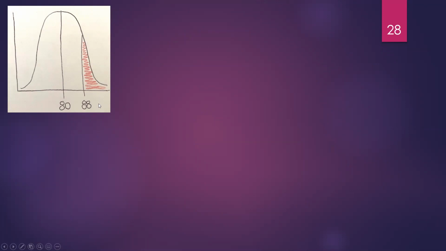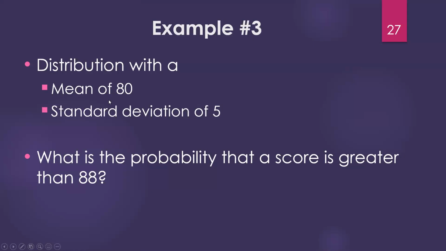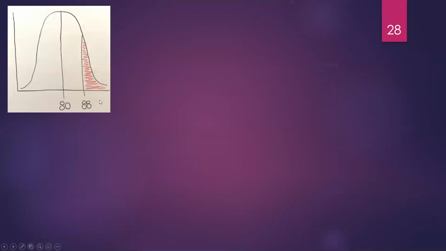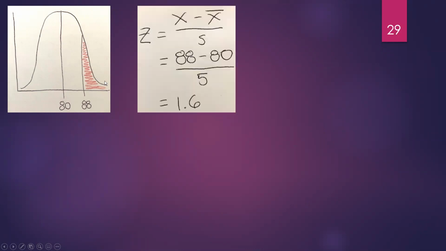So we draw our normal curve, we put our mean in the middle. Here as part of the problem, we know that our mean is 80, and the score we're trying to find is 88. 88 is greater than 80, so we know it goes on this side of the curve, and we're trying to find the probability that any value is greater than 88. So we're shading in this part to the right that's higher than 88.